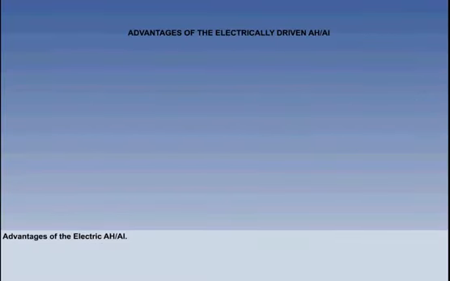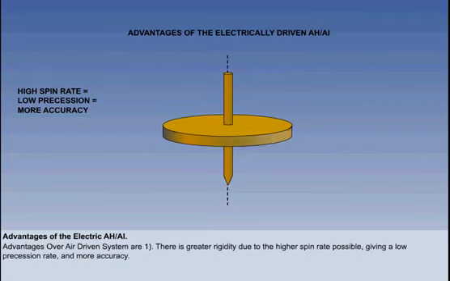Advantages of the electrically driven artificial horizon, or attitude indicator, over the air-driven instrument are: firstly, there is greater rigidity, due to the higher spin rate possible, which in turn will give a low precession rate. There is less potential, therefore, for the gyro to move out of earth vertical, and so more accuracy can be achieved.